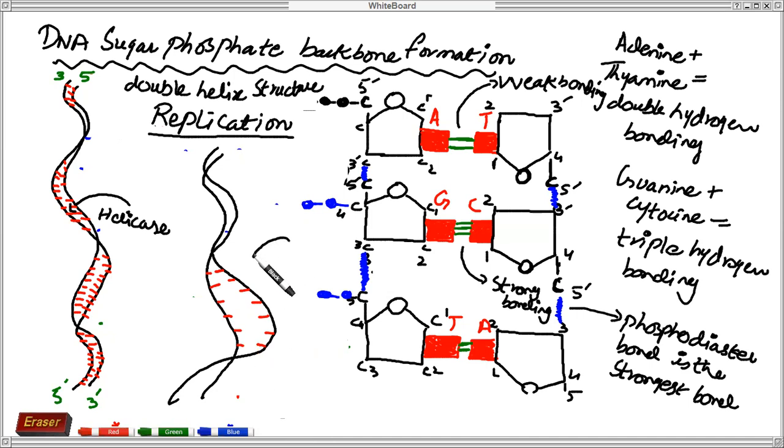Polymerase starts acting on that area and brings nucleotides. These nucleotides start making another strand.